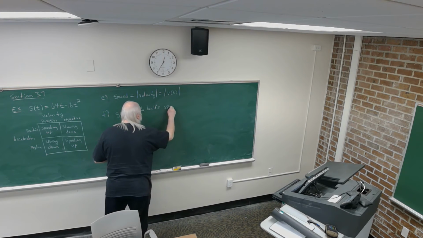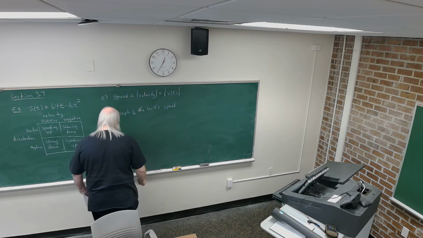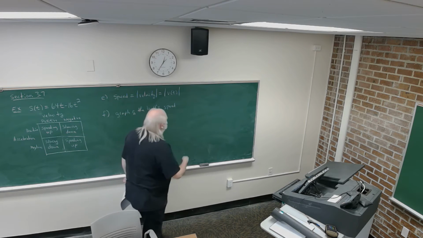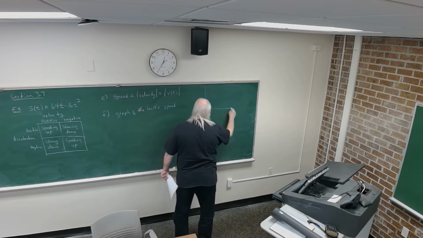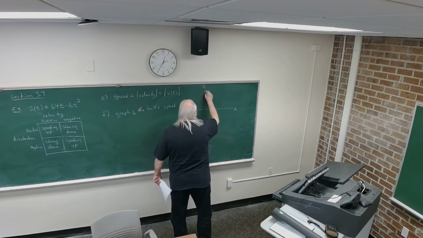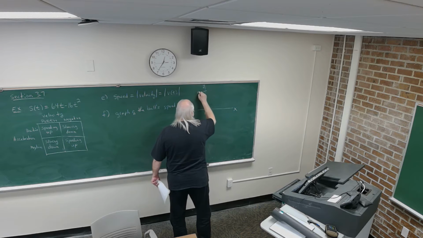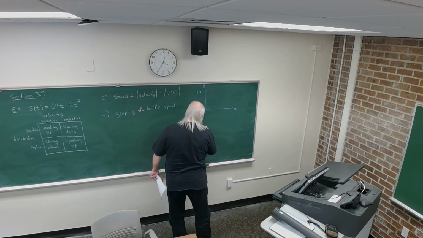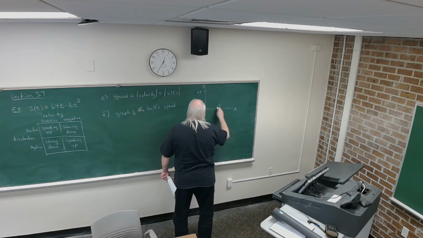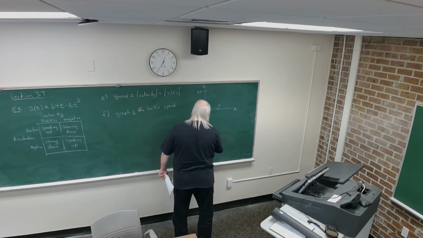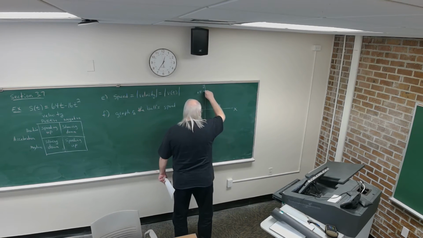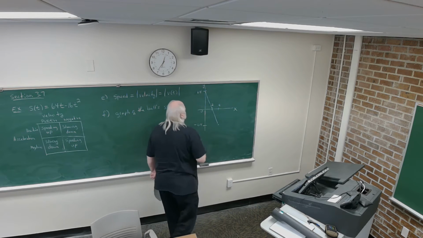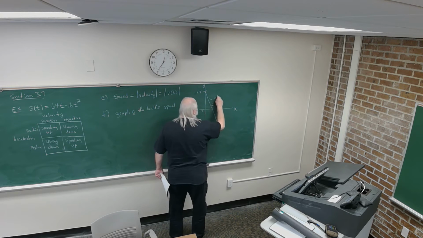Of the ball speed. Okay, I just erased the graph of the velocity function. Put it back up. Here's minus 60, here's 64. Here's the origin. Here's minus 64. 4 seconds. So that's the graph of the velocity function.